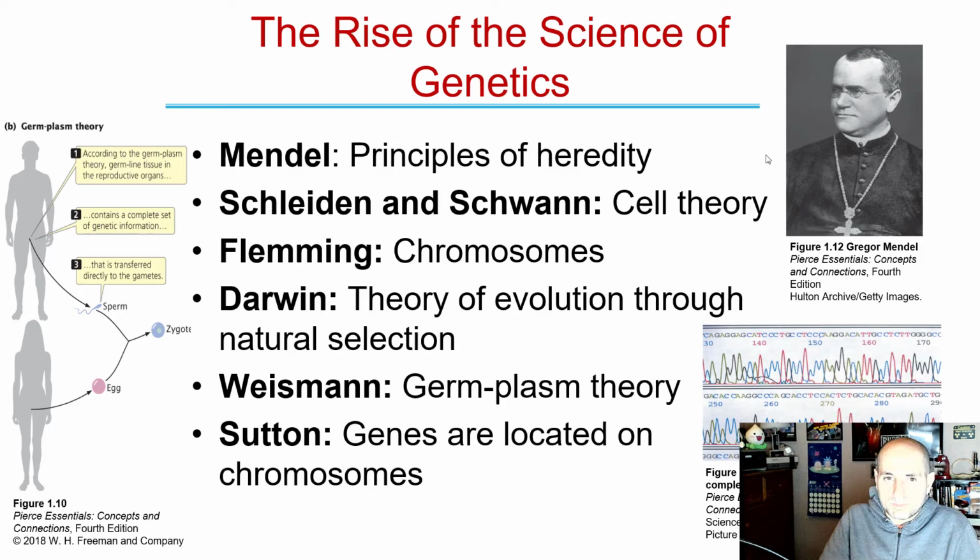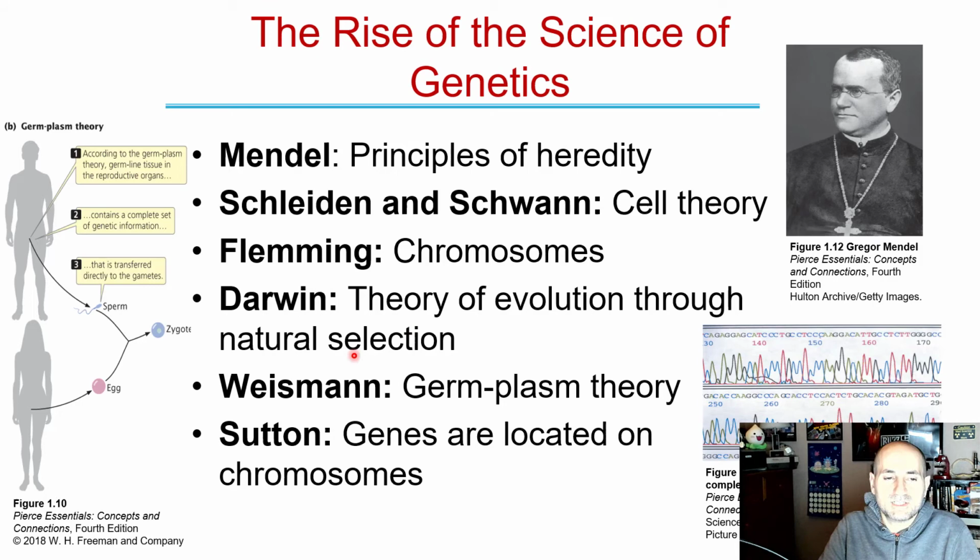And then Schleiden and Schwann came along, and they showed us cell theory, stating that cells make up organisms, and organisms and cells cannot be made from scratch. Cells come from other cells, and cells make up organisms. Fleming showed that chromosomes are the source of the genomic material, that heredity is based on the chromosomes. Darwin showed the theory of evolution through natural selection.